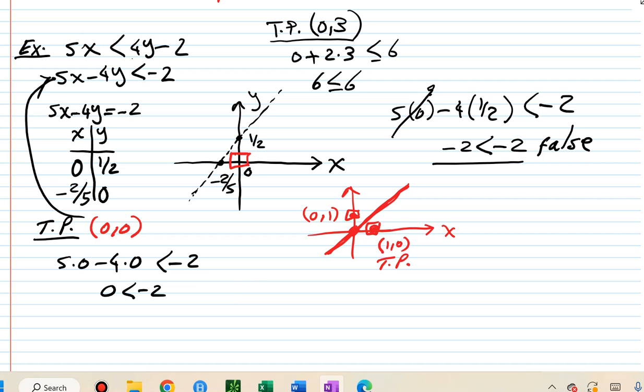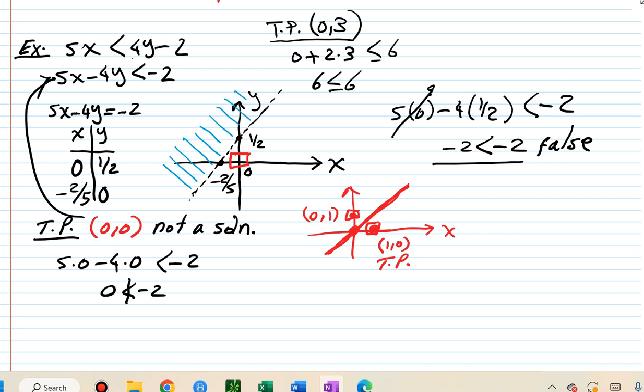Okay. This is not true then. 0 is less than negative 2? No, that's false. If it's false, that means 0, 0 is not a solution. Therefore, this is not a solution. Well, if it's not the solution, then nothing on this side below that line is going to work. That means our shaded region, our half plane, is going to be a region that lies above the line.